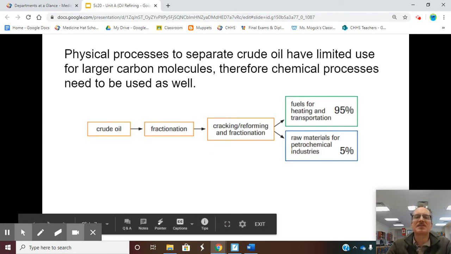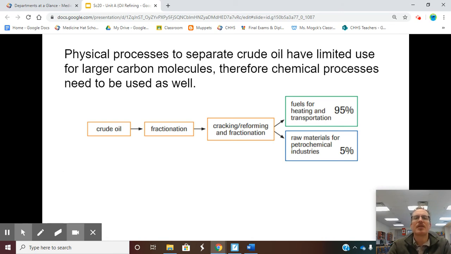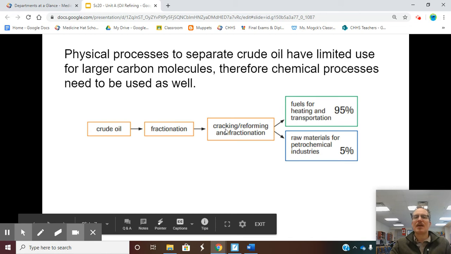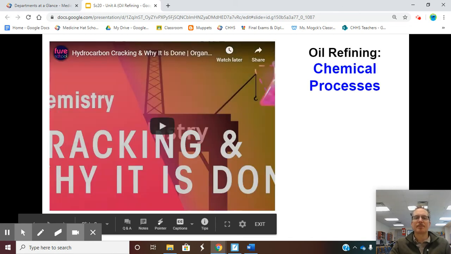Well, along with these physical properties to separate crude oil, there are some limitations. Those large carbon molecules are harder to separate out. And so along with fractional distillation, when we're heating them up and we're breaking them down based on lighter to heavier, down here where we have larger carbon atoms like the C25s and the C40s, the really big guys, we need to use another process. And that other process is something we're going to call cracking or reforming.